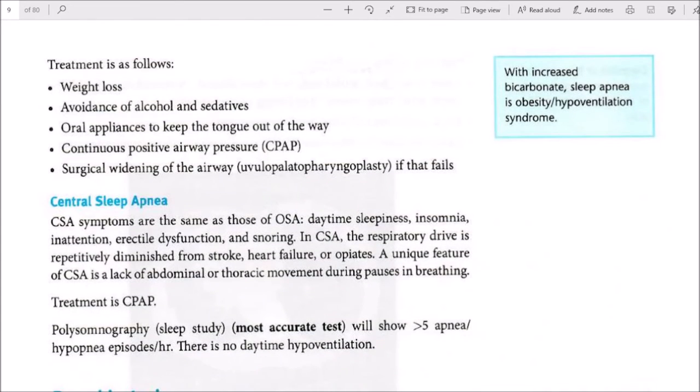Treatment is as follows: weight loss, avoidance of alcohol and sedatives, oral appliances to keep the tongue out of the way, continuous positive airway pressure, CPAP, and surgical widening of the airway, uvulopalatopharyngoplasty, if that fails. Increased bicarbonate in sleep apnea suggests obesity hypoventilation syndrome.